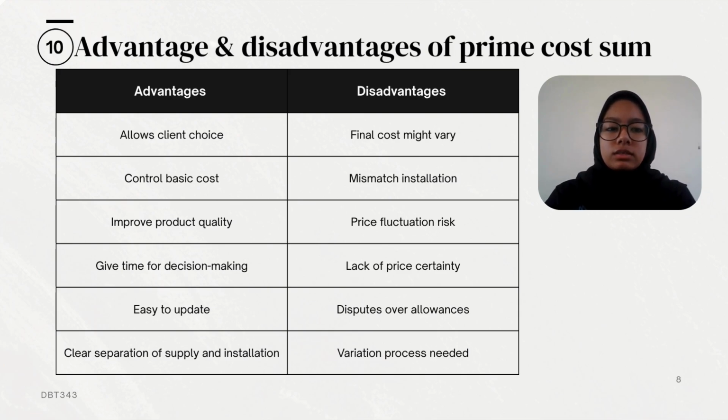Third, fluctuation risk. Material prices may increase before selection is made, leading to cost issues. Fourth, lack of price certainty. Overall contract value can become less predictable due to multiple provisional sums. Fifth, disputes over allowance. Differences in understanding what is included in the provisional sum may lead to arguments. The last one, variation process needed. Any price difference must go through variation approval, which may delay payments.